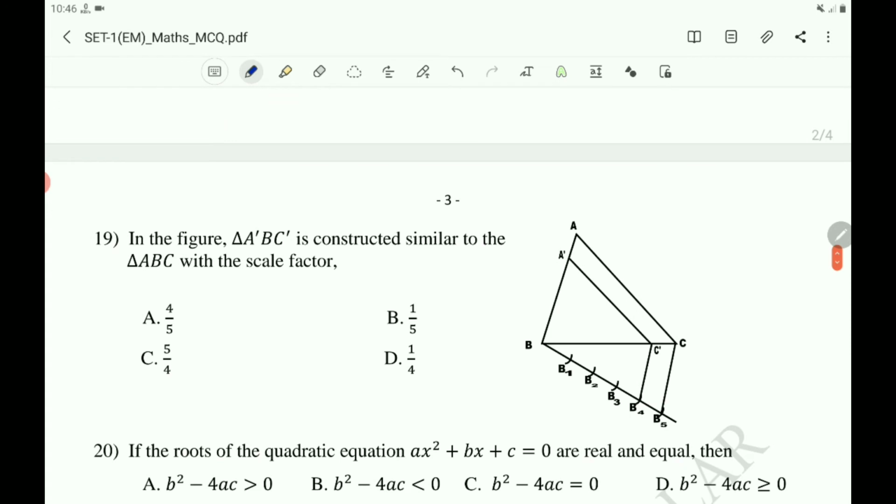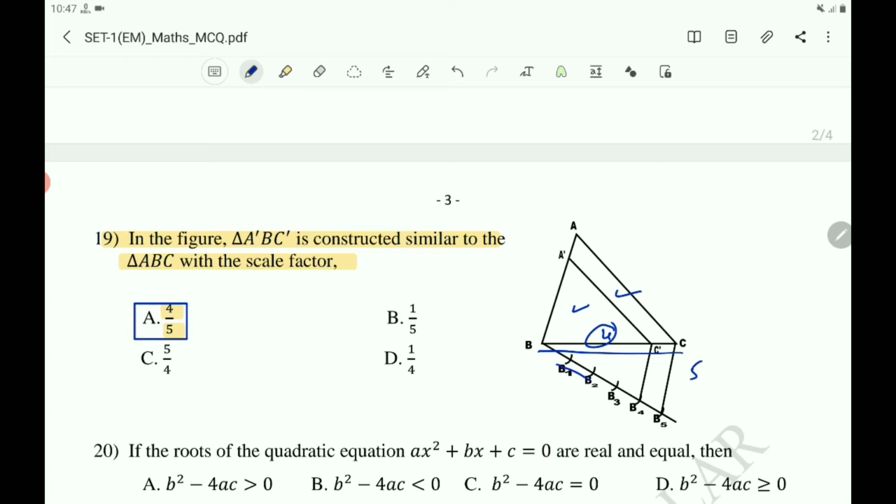Then you take the 19th question. In the figure, A dash B dash C dash is constructed similar to the triangle ABC with the scale factor. Here observe the figure and note down the scale factor. Here you know that 5 divisions are there, and here it is joined to the 4th division. So this is the triangle constructed similar to the given triangle ABC. So the ratio is 4 by 5. Option A is the answer.